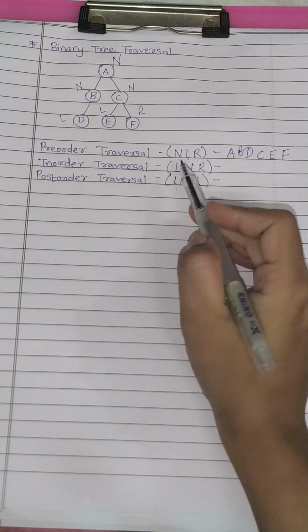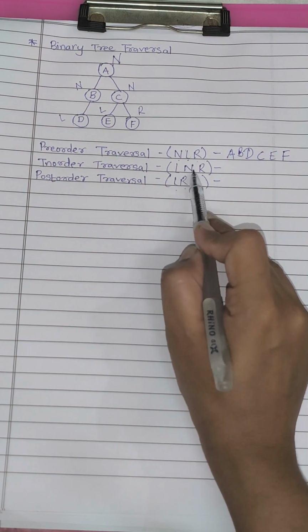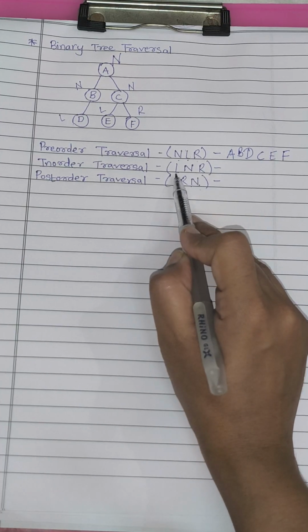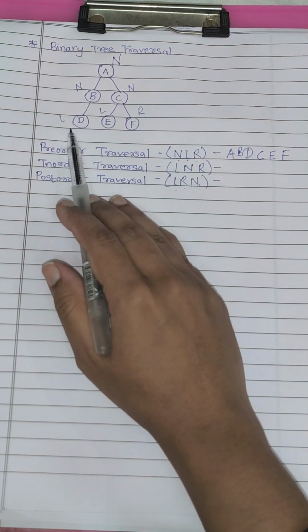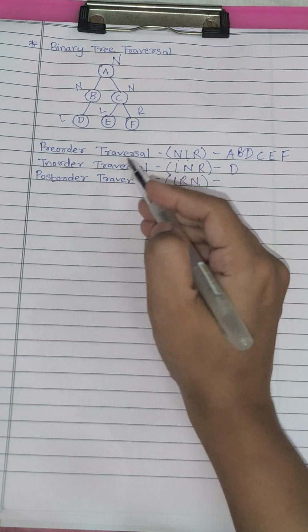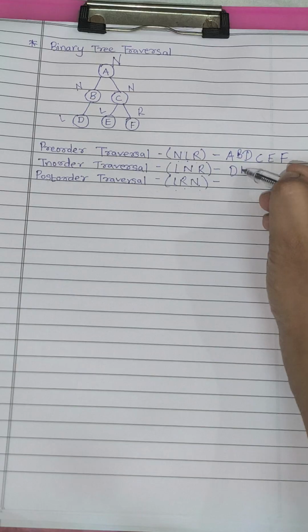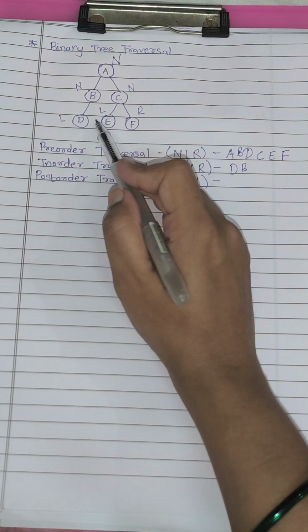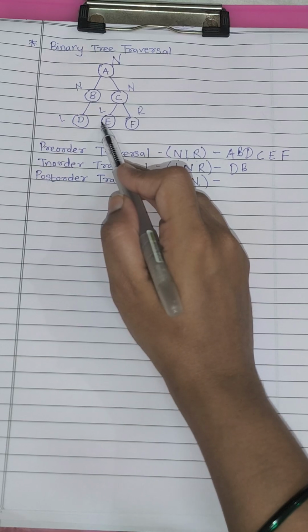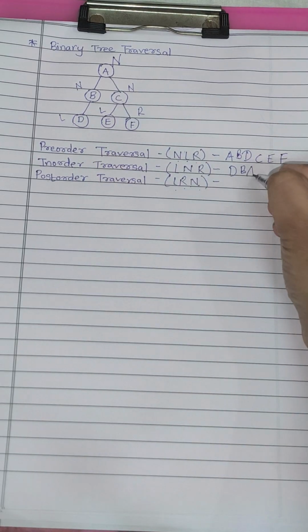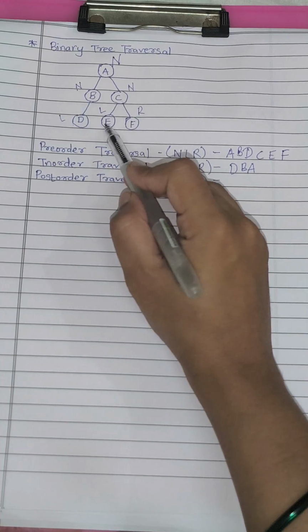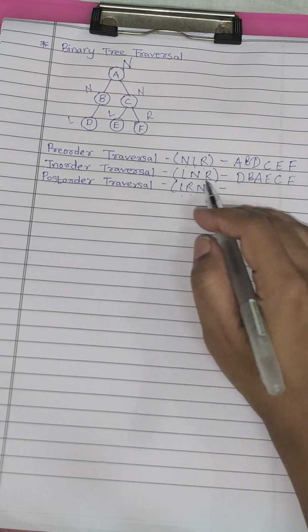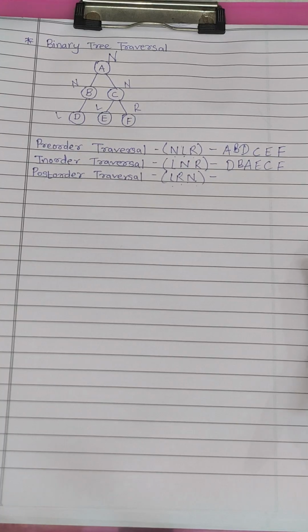Moving on to in-order, we have to follow L, N, R. So now our parent is visited in between. First, we have to start with the leftmost node. If you see the left side of this, the leftmost node we have is D. So we will start with D. After that, the parent of D, which is B. There is no right child present for this, so it will be blank. We have to move now to the parent of all, which is A. Now we'll go to the right side, and on the right side, we will follow the same order, L, N, R, which is E, C, and F. So that is how we get in-order traversing.